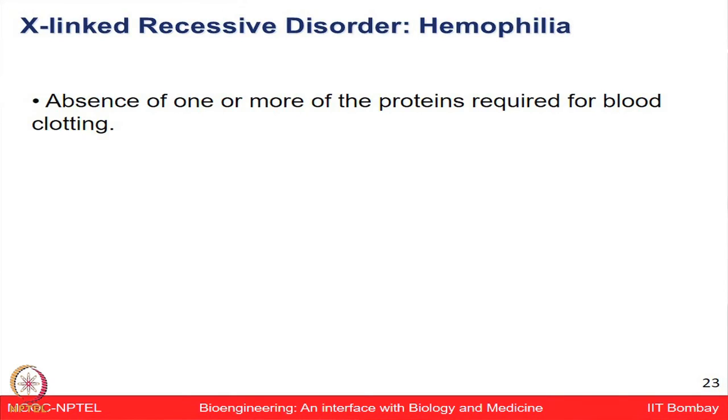Absence of one or more of the proteins involved in blood clotting is found in this particular disease condition, and therefore excessive blood loss happens from the wound site. In fact, nowadays, because of our advancement in genetic engineering and protein research, we have clotting factors in purified form, which could be injected into individuals to overcome this deficiency. But of course, at that time it was a much more serious issue.